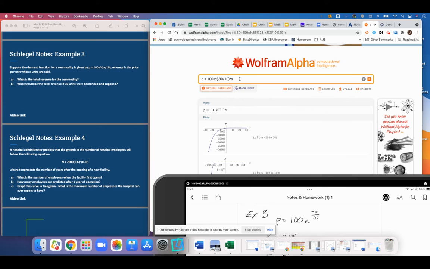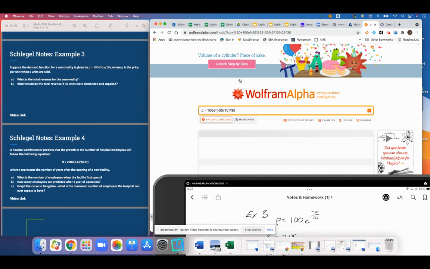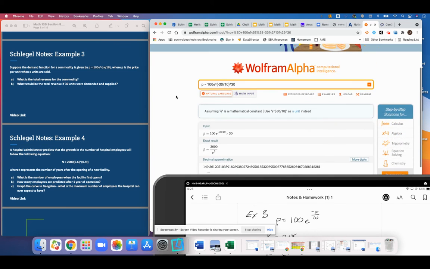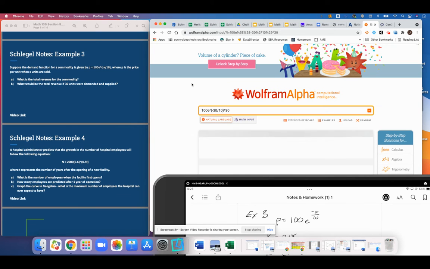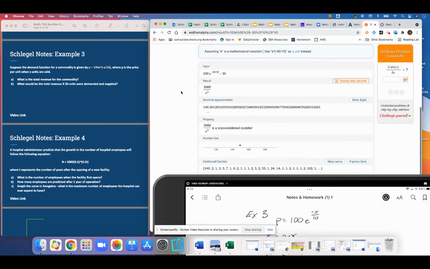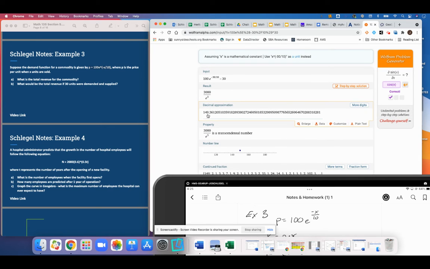I think this whole problem is kind of weird myself. I'm actually going to take P off there because we are talking about revenue now. And so our decimal approximation is 149.36. And so total revenue would be $149.36.